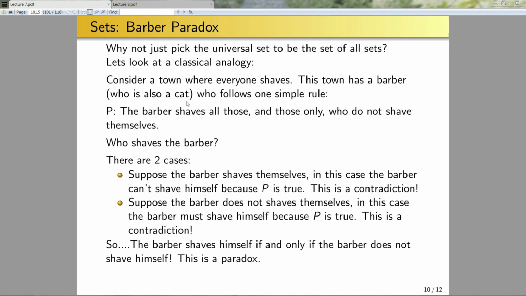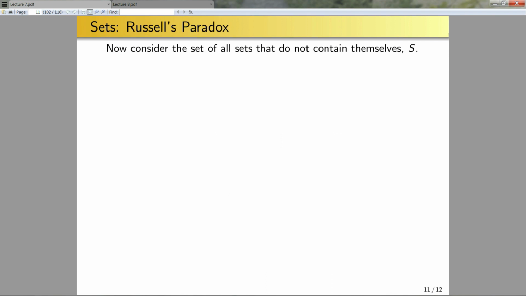Now, with this Barber paradox in mind, let's examine another version of this paradox, but instead of using barbers, we're going to use sets. Consider the set of all sets that do not contain themselves, and we're going to call this set S. Notice that the set of all sets would contain this set, so this is going to be a subset of the set of all sets. Symbolically, S is simply equal to the set of all X such that X is a set and X does not contain X.